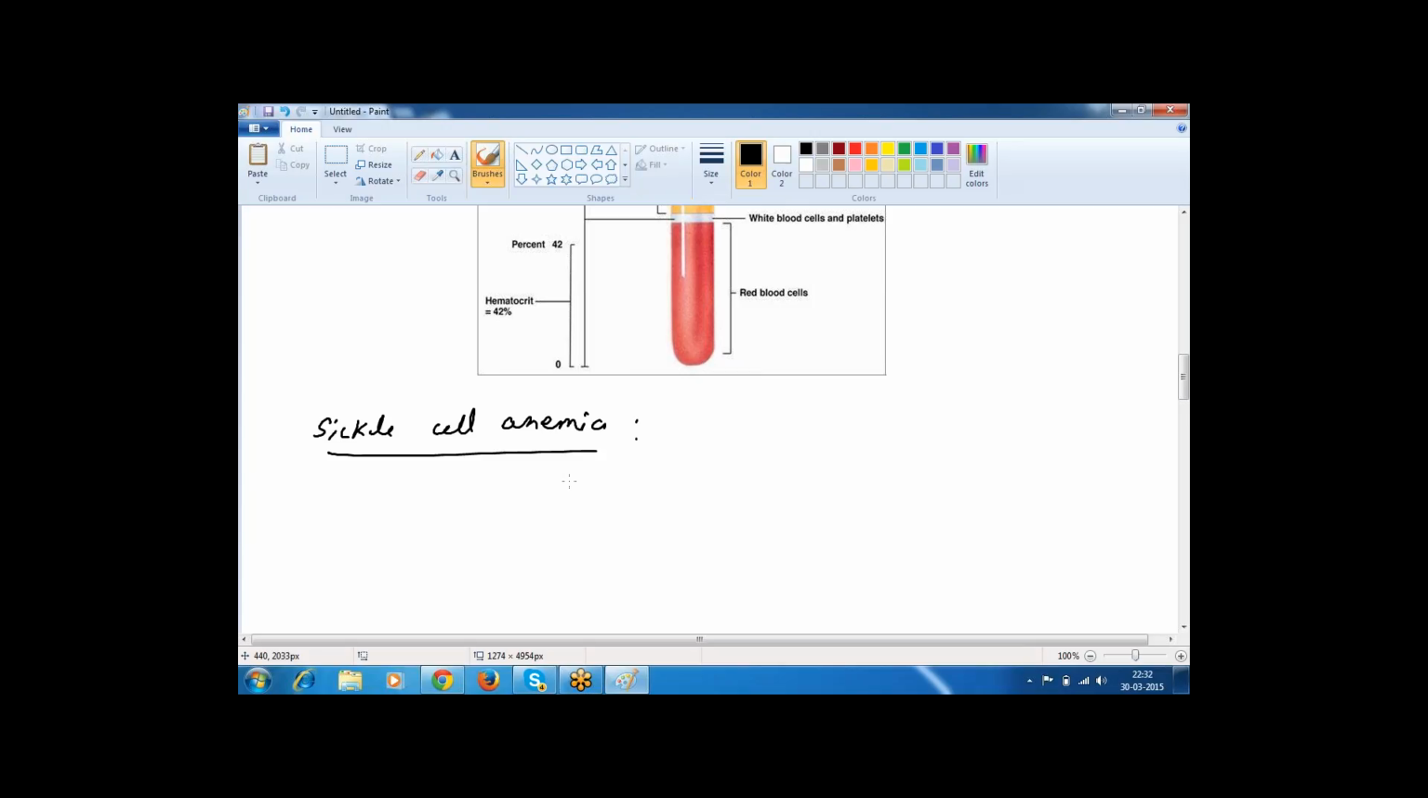Now, the job of RBCs, you know, is to transport oxygen, and the oxygen transporting pigment they have is hemoglobin. Hemoglobin can bind with oxygen to form oxyhemoglobin. All that you know already.